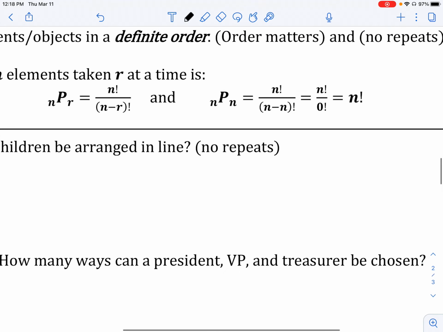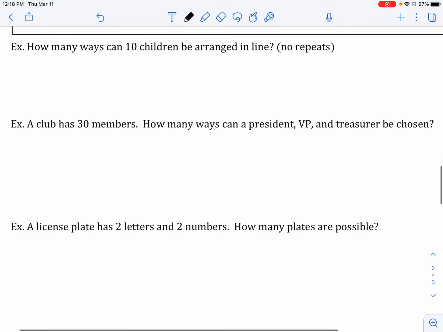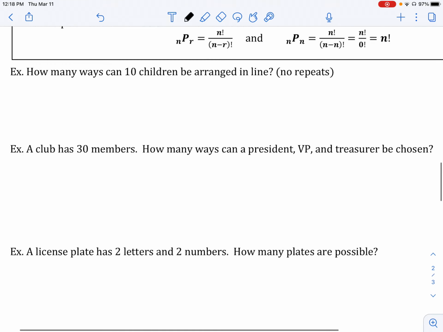I also want to talk about nPn real quick, and that's when the number of elements that you have is equal to the number of elements that you're taking at a time. That would just be nPn. And if we're familiar with factorial by now, we see that that would be n factorial over (n minus n) factorial, which is also the same as just n factorial. We'll see some problems with that in a bit. I think a lot of this makes more sense when we look at specific problems, so we can make sense of the formula and what it means. Otherwise, we're just crunching numbers without any context.